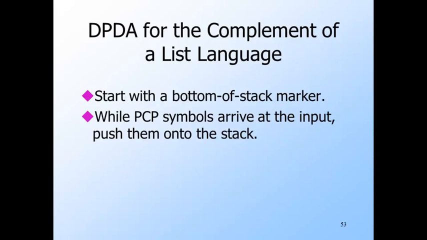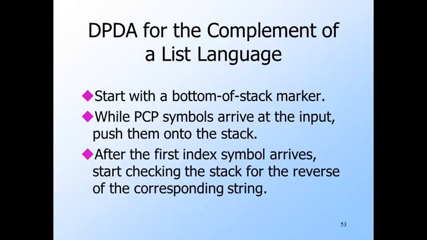At first, some symbols from the PCP instance, not index symbols, will appear. The PDA simply pushes them onto the stack. After the first index symbol arrives, start checking that the proper strings appear on the stack. That is, if we see an index symbol AI, then check that the proper WI appears on the stack with the right end of WI at the top. The PDA pops all the symbols of WI if so. Note that we're assuming this is the complement of the list language based on the first components.